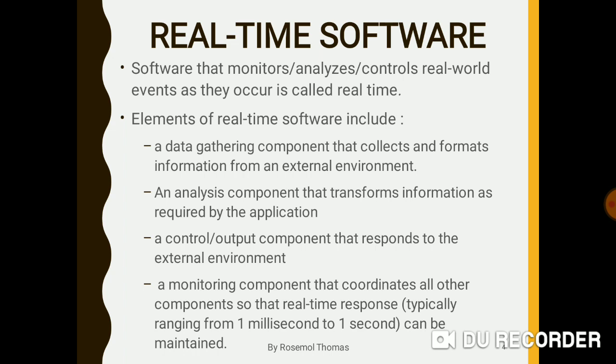Once we receive the data, analyze it and study it, we need to give an output to the real world or to the external environment, or we need to control the happenings or the events in real time. So for that we have the control component. Now we have these components, and we need to coordinate all of them, and for that we have the monitoring component that controls or coordinates the other components in the real-time software, so that we can give the response in real time. And normally when real time is said, it means from 1 millisecond to a second. So we need to give the output in real time.